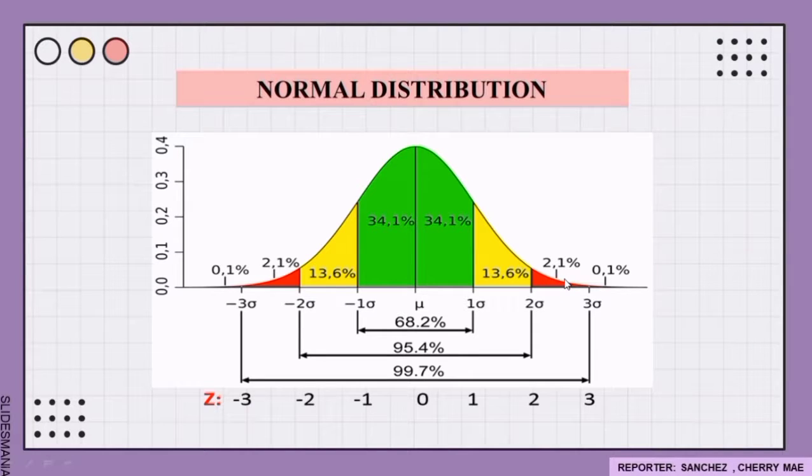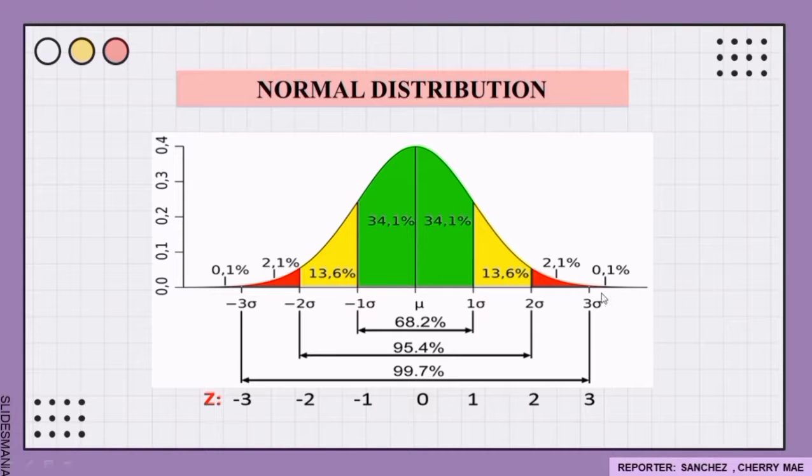So the same process: if we take 99.7% subtracted by 95.4%, we get 4.3%, divided by 2, so we get 2.1% for this part in red. So last is the bottom part of the curve, which is 0.1%.